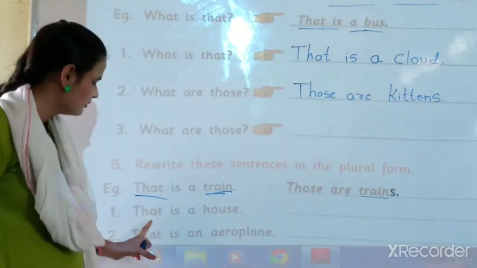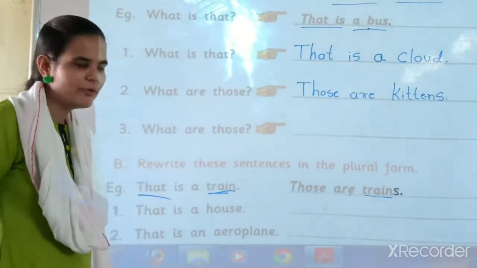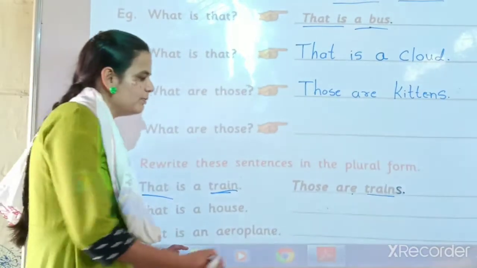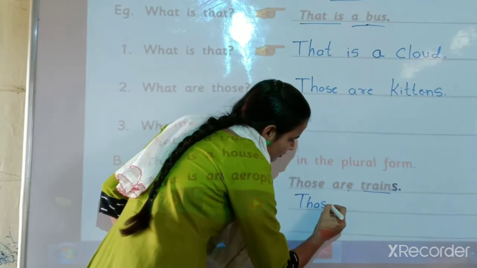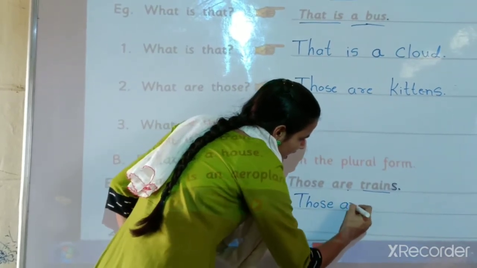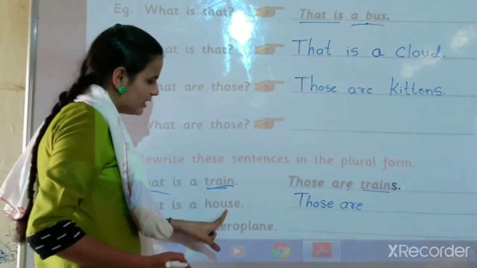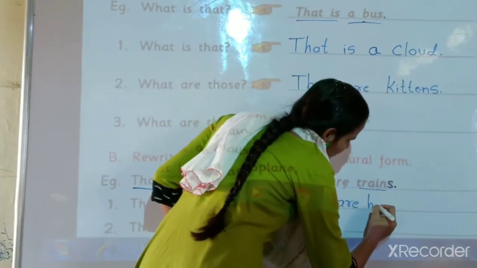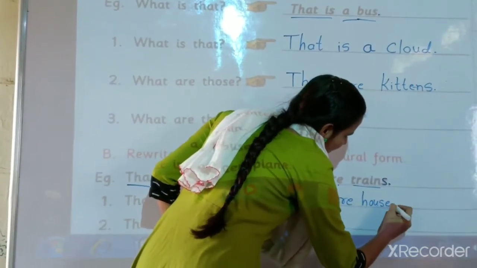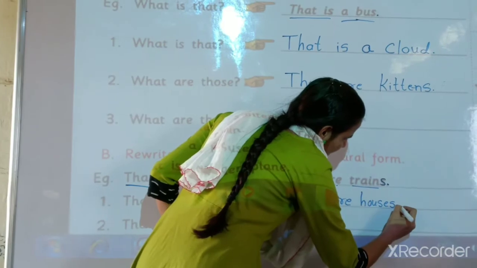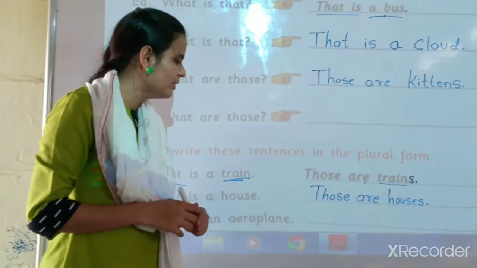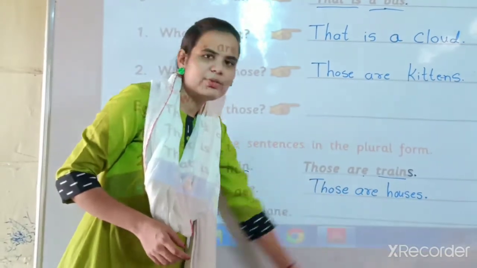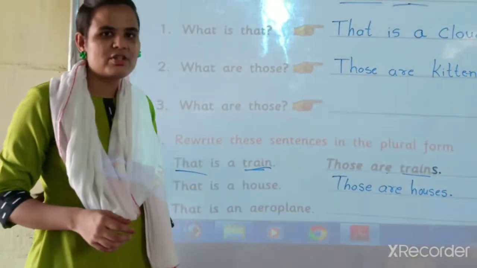Number 1, that is a house. For making plural form, which word do we use? We use here those. Why? Because we are learning now that, those. Those are, what is here? House. So we write firstly the spelling of house and we will just simply add es to it, and at the end of the sentence we put a full stop. So the sentence will become those are houses. Okay. So this is how we can solve the remaining portion.